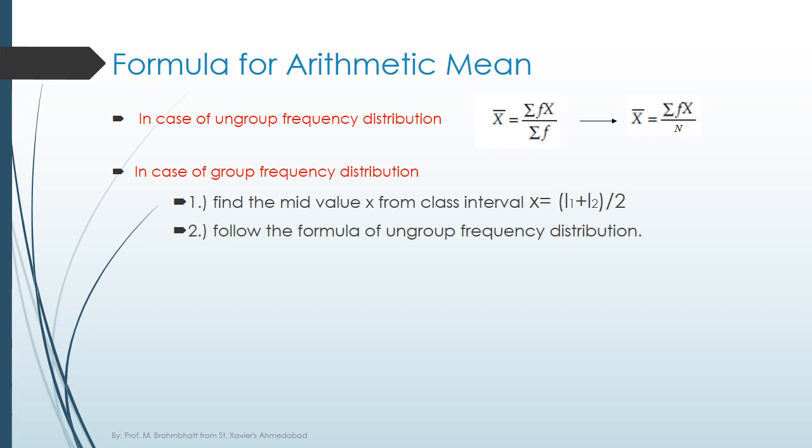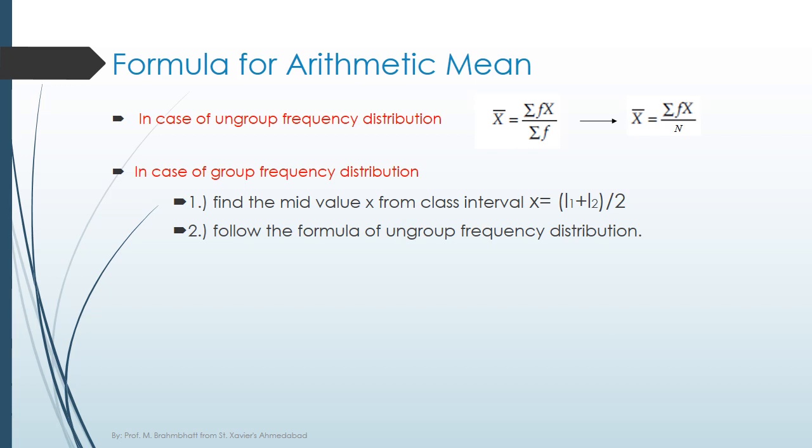How to find the x value from the class? The formula is L1 plus L2 divided by 2. L1 is the lower boundary of the current class, and L2 is the upper boundary of the current class. Let's say the class is 0 to 10. So 0 is the lower boundary and 10 is the upper boundary. 0 plus 10 is equal to 10, which divided by 2 is equal to 5. So 5 is the mid value of the current class.